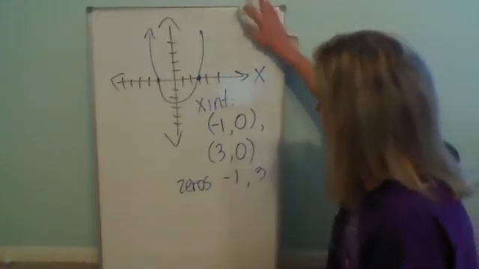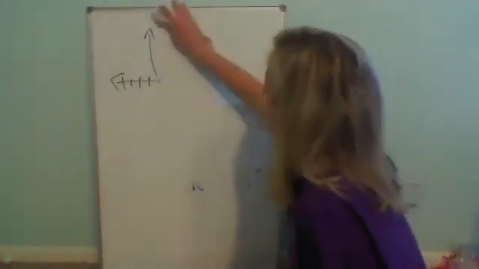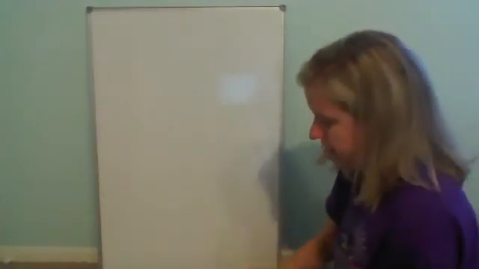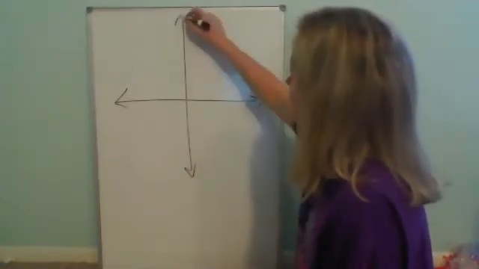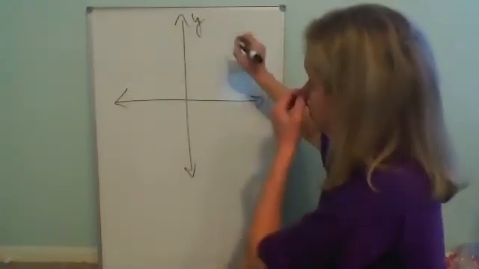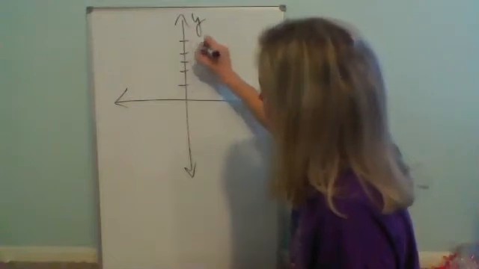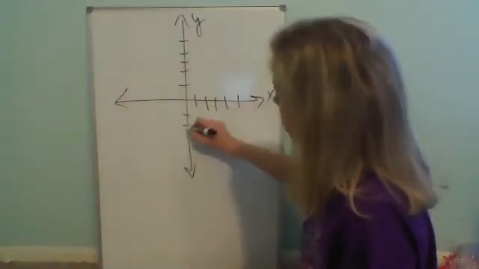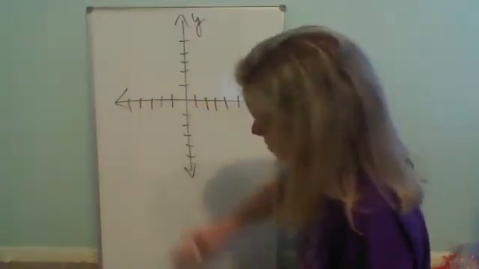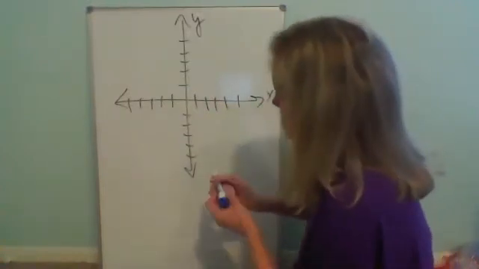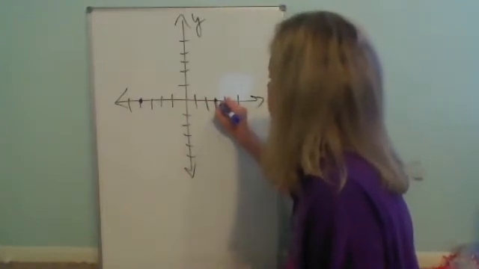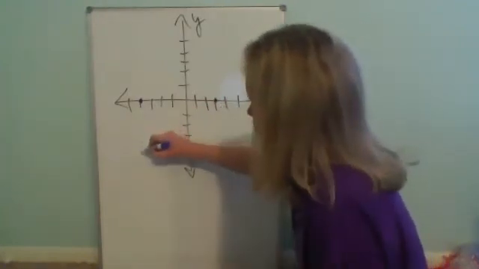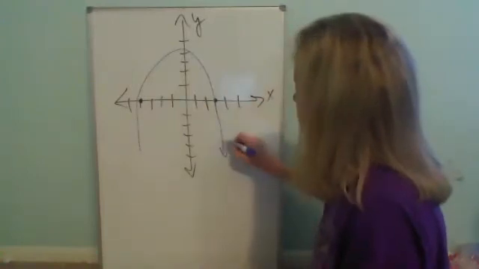All right, number 11 is the same kind of problem. It's going to give you a picture of a graph and then ask you for the x-intercepts and the zeros. Looks like this one is upside down. Doesn't matter.